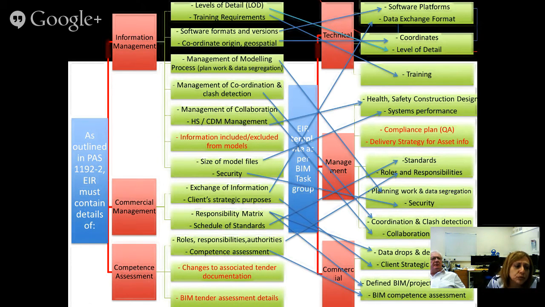So if I go back to the alignment, which I was mentioning, you will find that almost all of the requirements asked for in the paths are present in the template, with the exception of the ones in red, okay? So the information that's supposed to be included or excluded from the models, specifically those that are specifically asked by the employer or the client, there is no section inside the template for that, all right? And these last two are particularly interesting. Changes associated with the tender document and assessment details associated with the tender documents. These two also do not exist in the current template of the EIR.